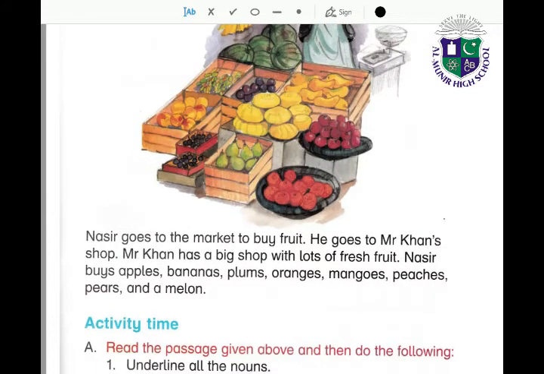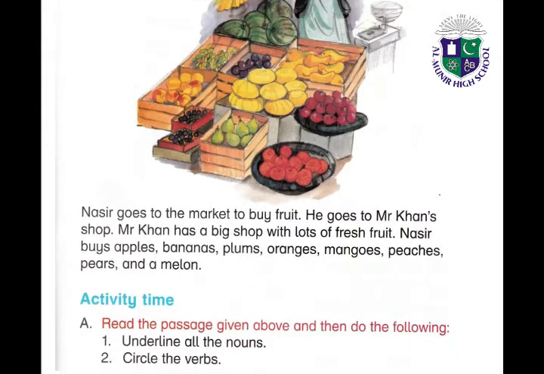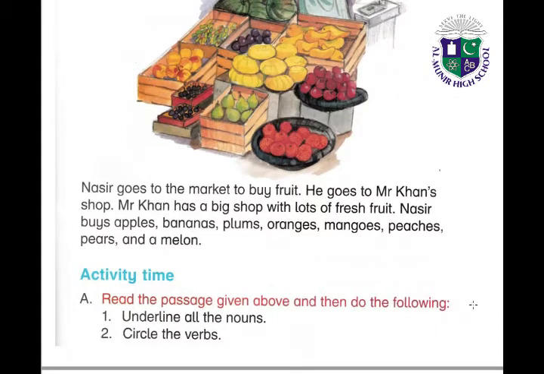Nasir goes to the market to buy fruit. He goes to Mr. Han's shop. Mr. Han has a big shop with lots of fresh fruit. Nasir buys apples, bananas, plums, oranges, mangoes, peaches, pears, and a melon.